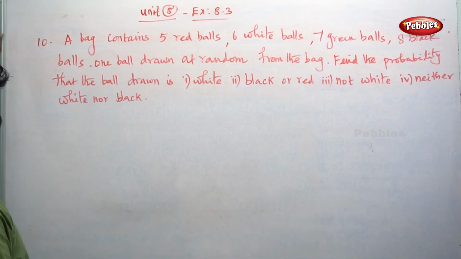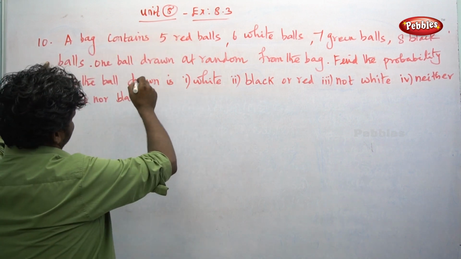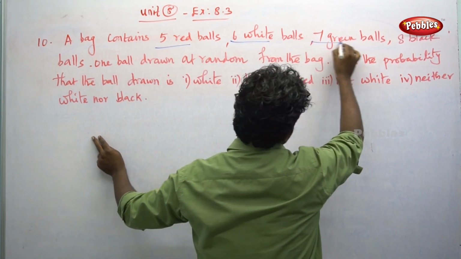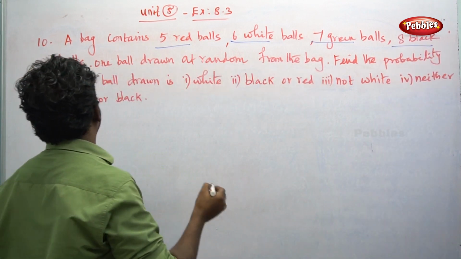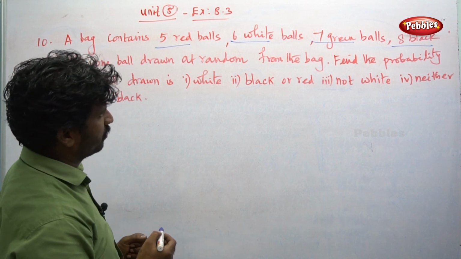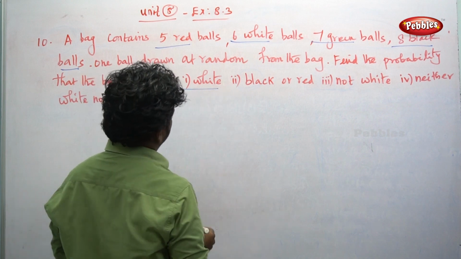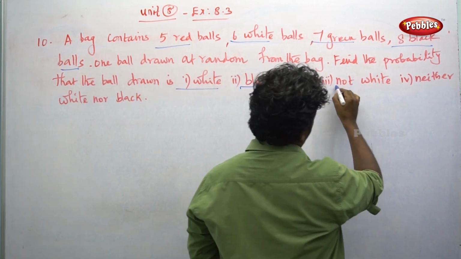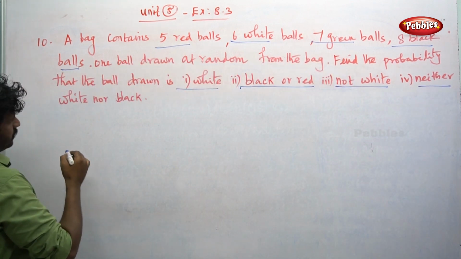இது next problem, question number 10 in exercise 8.3. A bag contains 5 red balls, 6 white balls, 7 green balls, 8 black balls, right? One ball is drawn at random from the bag. Find the probability that the ball drawn is: first, white; second, black or red; third, not white; fourth, neither white nor black.